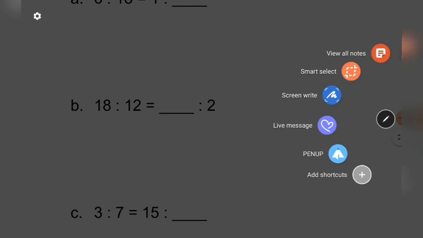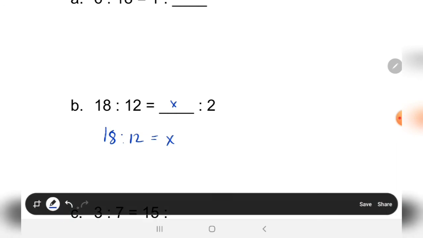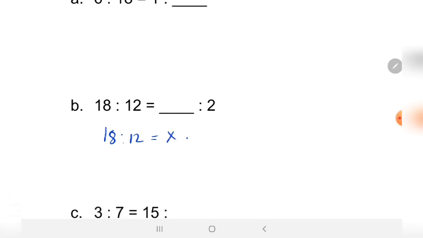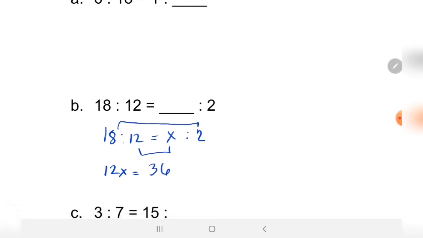18 to 12. 18 to 12 equals, we don't know. Okay, again, we don't know, that is x to 2. Now we multiply this, that would be 12x equals 18 times 2, and that is 36.